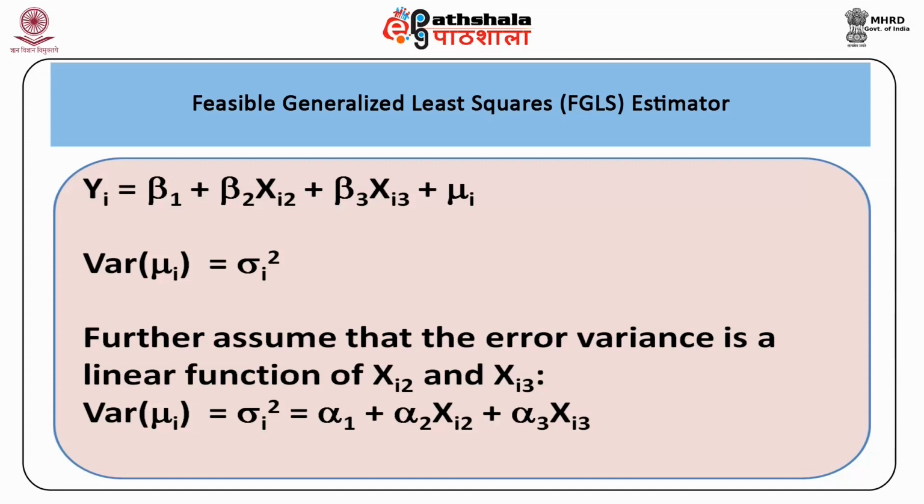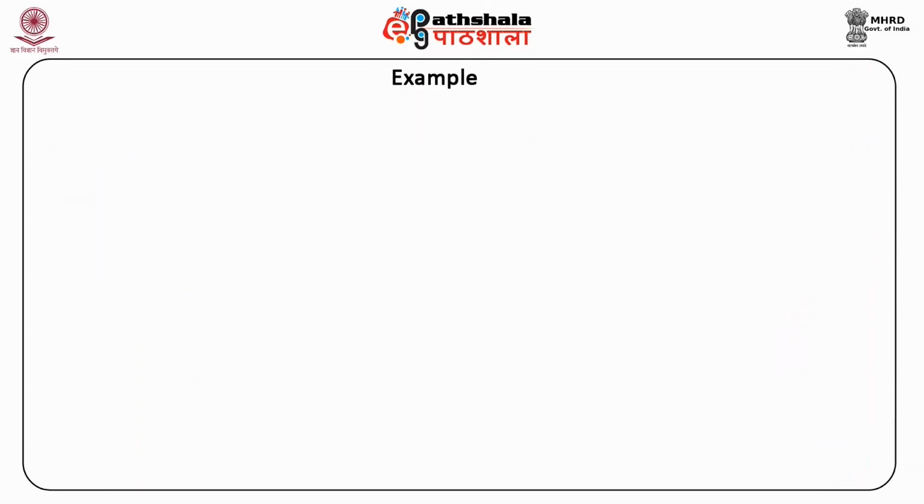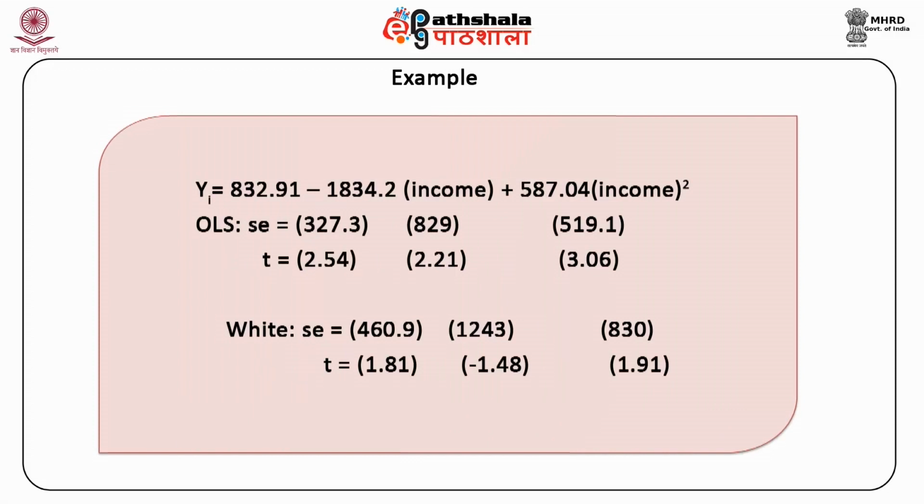Suppose we collect a sample of 50 states of the US on per capita expenditure on the public schools by a state in 1979, denoted by Y, and per capita income of the state in 1979. We get the following regression results.